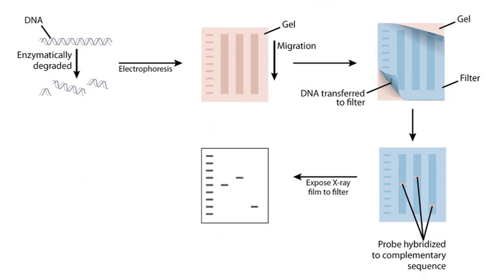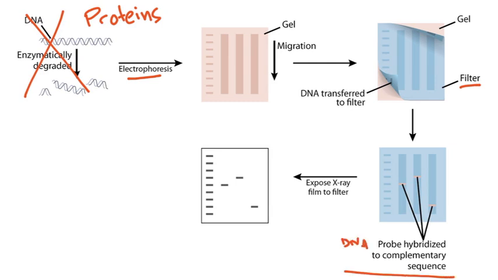A southwestern blot is a combination of a southern blot and a western blot. In a southwestern blot, however, proteins are added to the gel. The proteins undergo separation by electrophoresis, they're transferred to the filter, and then a radiolabeled DNA probe is added. If the DNA probe contains a protein binding region, it will bind to the protein. These protein DNA probe complexes can then be visualized when the filter is exposed to the X-ray film.